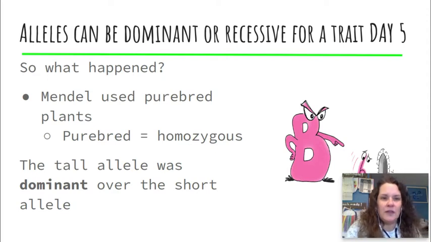He found that those tall plants that he was breeding with the short ones were purebred plants. And from yesterday, when we talked about homozygous and heterozygous, purebred means homozygous. So there's either two big letters or two small letters. And so the tall allele was dominant then. What he concluded, the tall allele was dominant over the short, because whenever he bred the tall with the short, he just got tall plants.